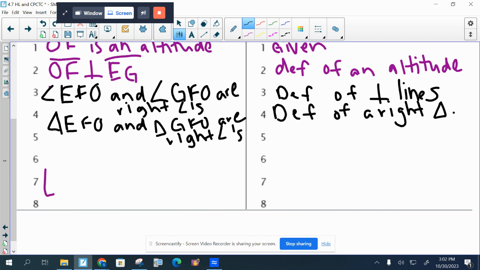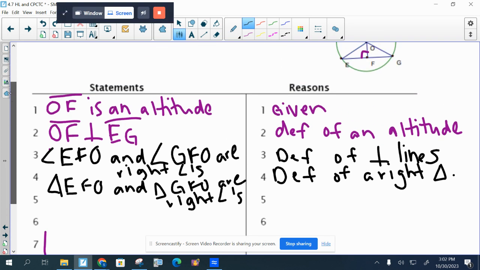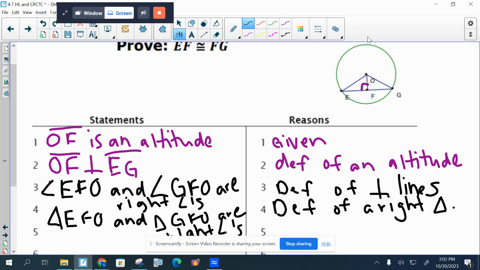And step 5. So the other thing that we're going to do is we know that it's a right triangle. Now we need to know that the hypotenuse is congruent to the other hypotenuse. So the way we can say that is if this is a circle and this triangle is inscribed in the circle, which means it fits inside it, then we know that EO and GO are both radii.